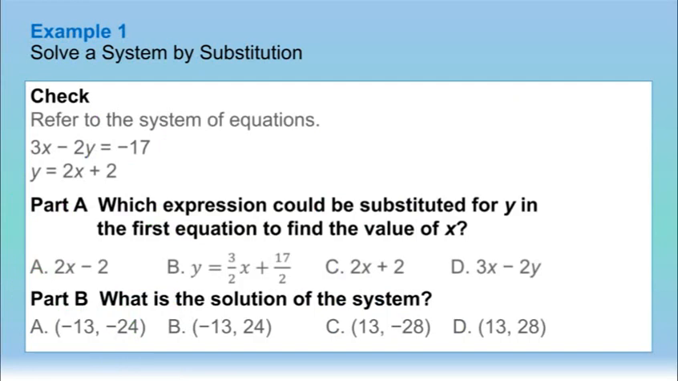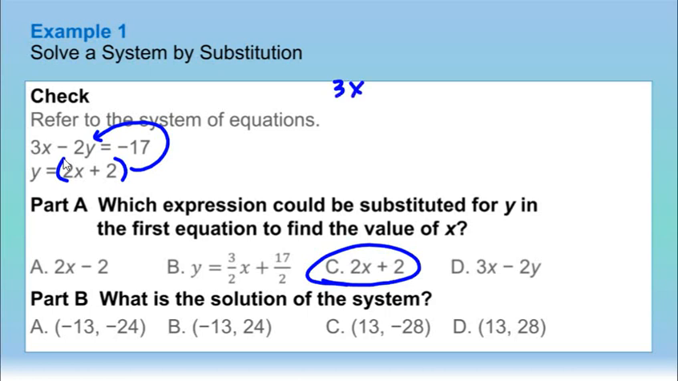Moving on. Referring to the system of equations below, we need to write which expression could be substituted for y in the first equation to find the value of x. Since this is what y is, I can substitute that in for y in the other one. 2x plus 2 would be letter C. Now part B, what is the solution to the system? So now we would have to solve that.